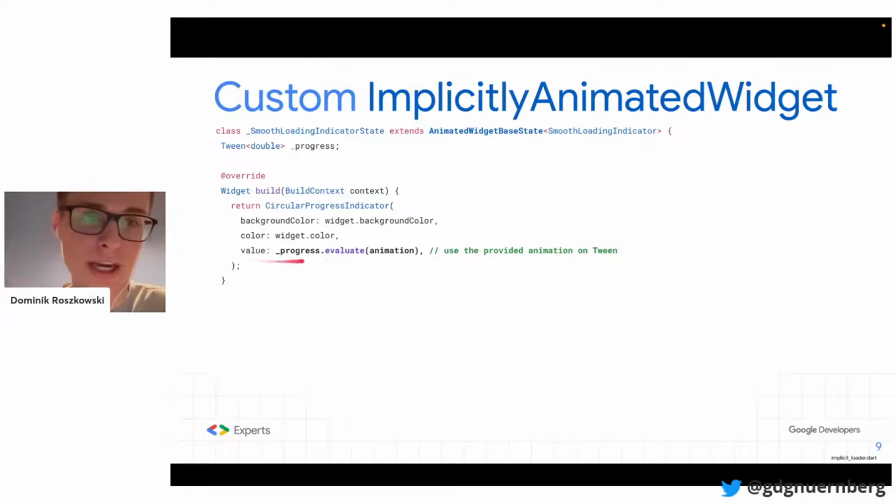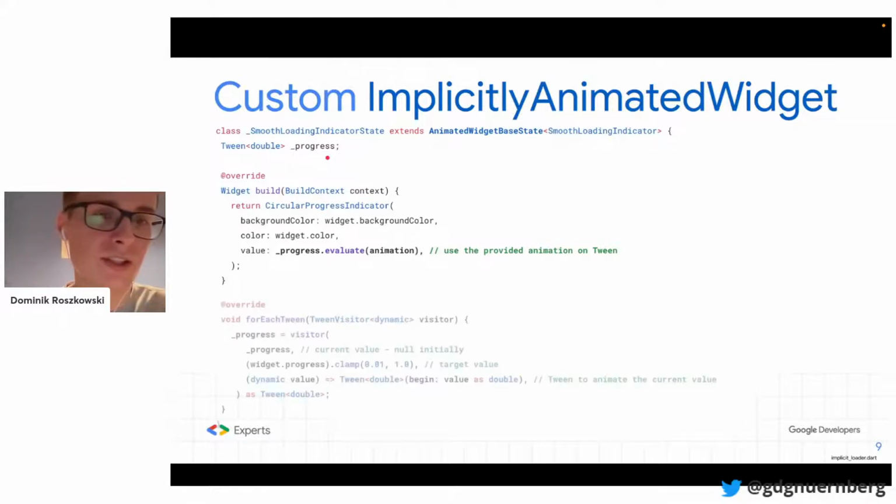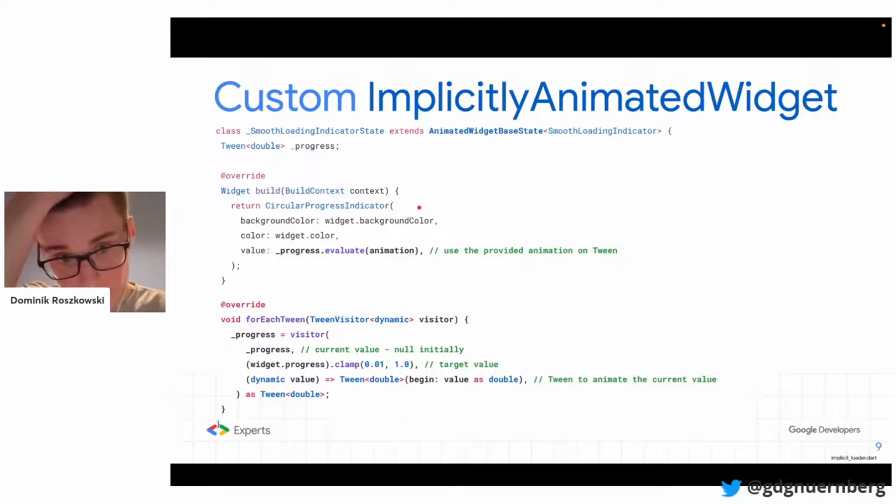And then we have a tricky thing where we have this tween here, and we're going to talk about tweens in a second. But a tween is just a class that allows us to interpolate between two different values. I think in a Jetpack Compose talk, tweens were also mentioned, and this is a very similar concept. So we have this tween, and on the tween we can evaluate our animation, and the animation is provided for us from the animated widget base state.